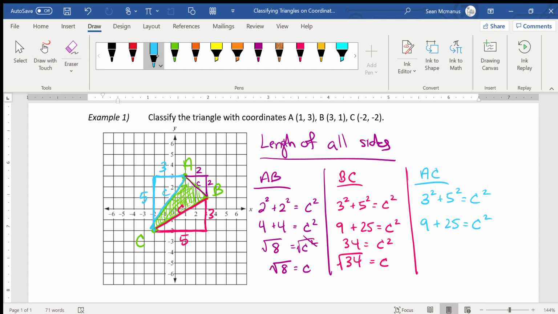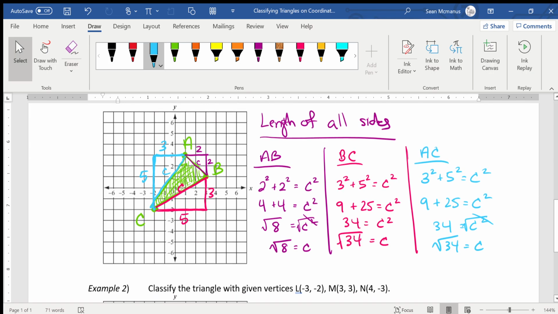So square the 3 and square the 5, then add them together. Take the square root of both sides. So the square root of 34 equals C. So I found the length of all three sides. And what did I discover? Well, I have square root of 8, square root of 34, and square root of 34. So two of them are exactly the same.